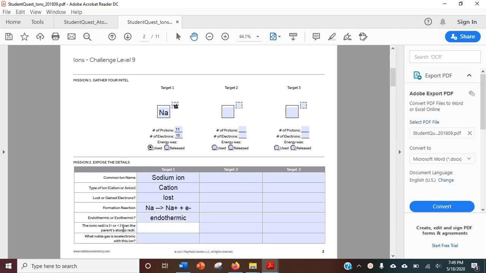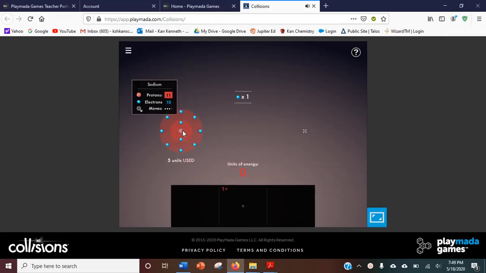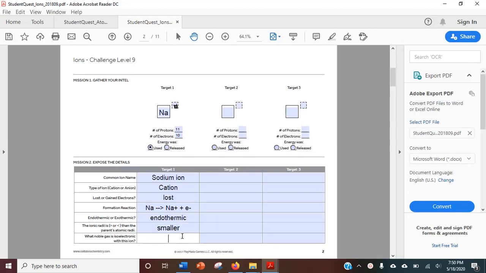Now, was the ionic radius bigger or smaller than the parent atomic radius? It's going to be smaller in this case because you lost an electron. You lost a shell. What noble gas is isoelectronic with this ion? The word isoelectronic means the same electron configuration. So sodium ion, if we look back at this picture, is now 2-8. Which noble gas has the same configuration? That'll be neon. Neon is 2-8.